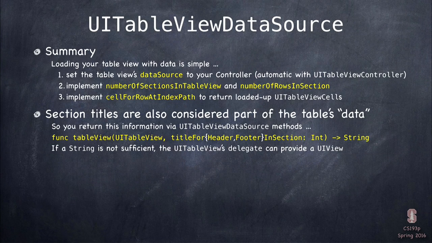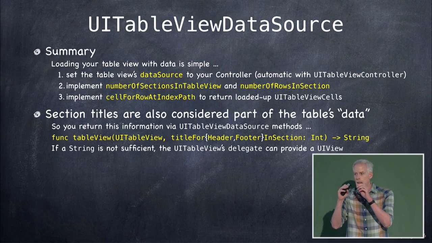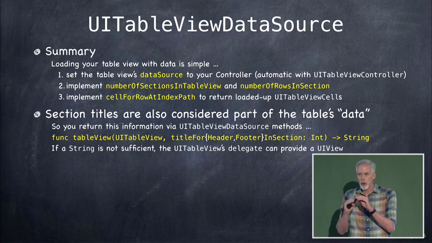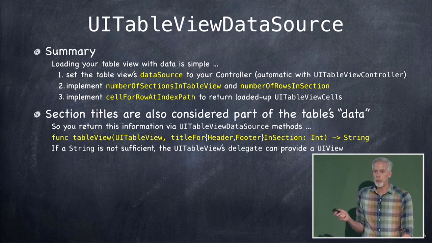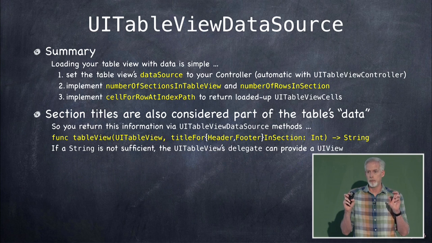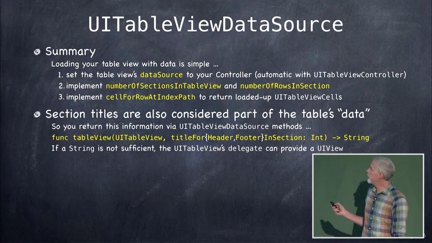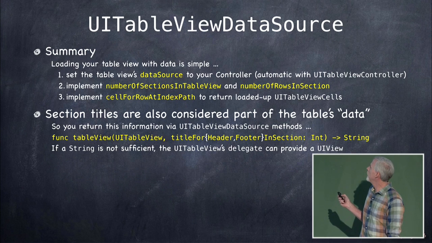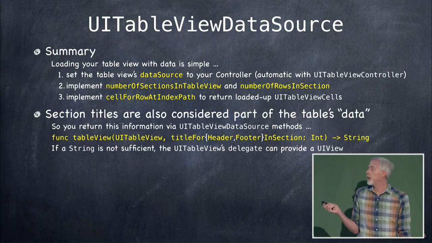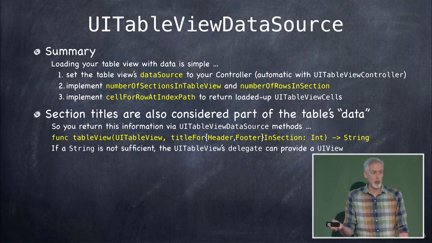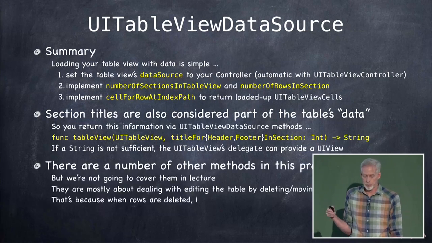The section titles, like remember I showed you the section that had Japan and then the Japan things and then Mexico and the Mexico cities? Those titles, like Japan, those are considered part of the data, as you might imagine. So there's another table view data source method called tableView titleForHeaderInSection or footer. Okay? You give it the section and you return a string, or there's another one that you can return a view, a UIView. Okay? So that's how you set the headers of your tables.